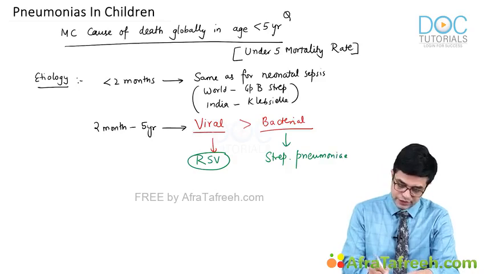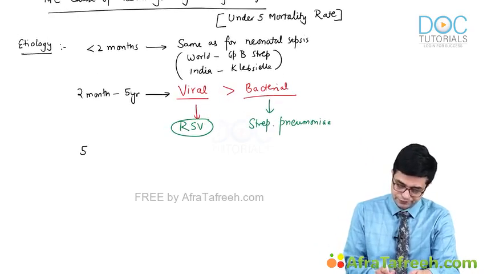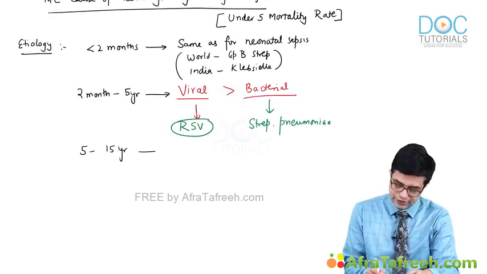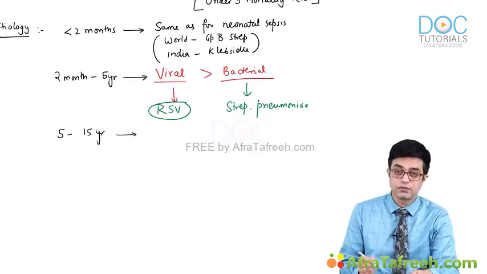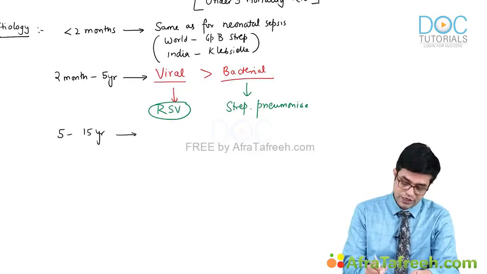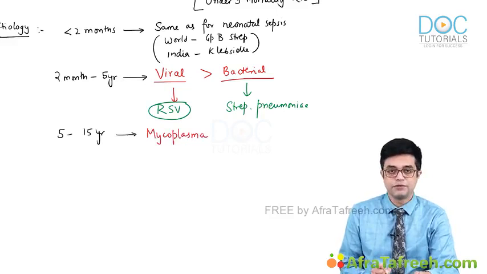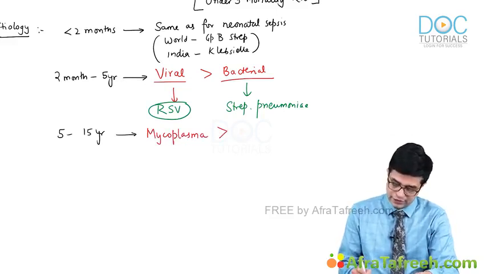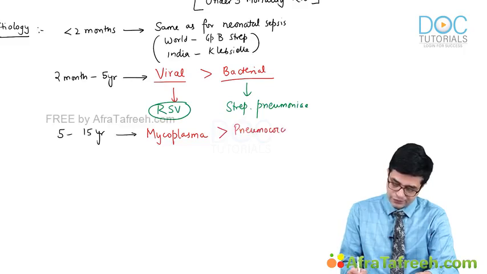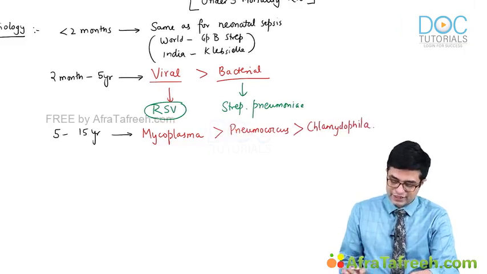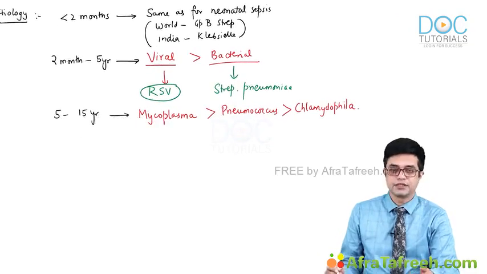The third age group is 5 to 15 years. In 5 to 15-year age group, pneumonias in children are mostly caused by mycoplasma. So mycoplasma is the most common cause in 5 to 15-year age group, followed by pneumococcus, that is Streptococcus pneumoniae, followed by a member of Chlamydia family called Chlamydophila. So these are the etiological agents across various age groups.